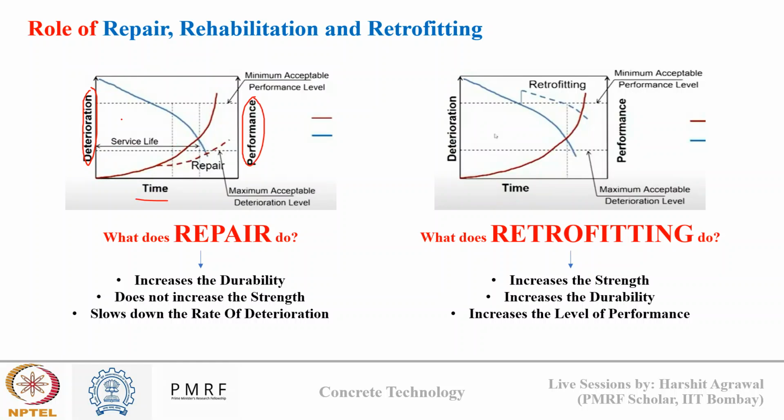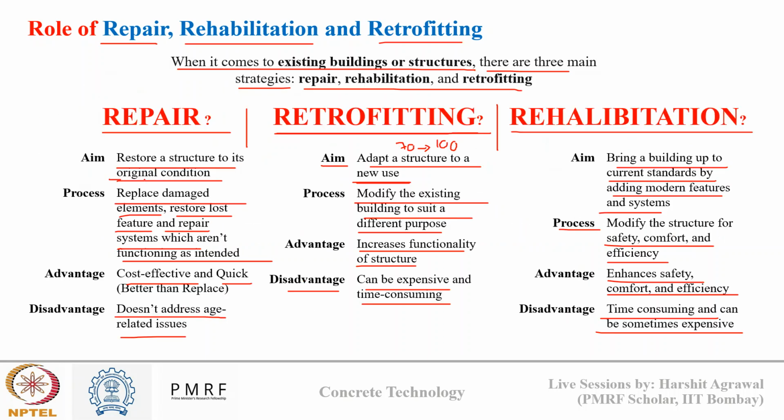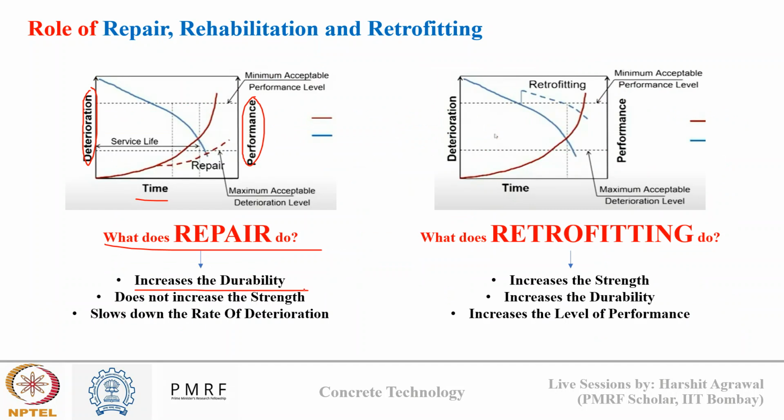So we know the deterioration will increase with time and the performance of a concrete, reinforced concrete, will decrease over time. Now what does repair do? It increases the durability of concrete. Okay, so we saw here we are restoring the structure to its original condition. In original condition the concrete was not degraded, so we are again increasing the durability of concrete. So we are not doing anything with the strength of concrete, we are just increasing the durability of concrete. So when we increase the durability of concrete, we are slowing down the rate of deterioration of concrete. As we slow down the rate of deterioration of our structure, eventually we'll end up increasing the life of the structure. So this is the purpose of repair.